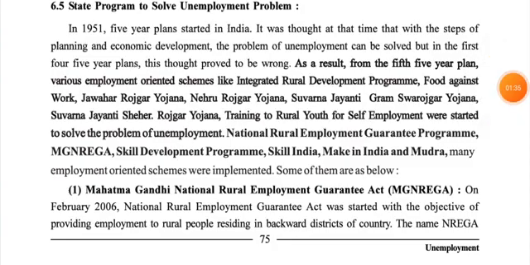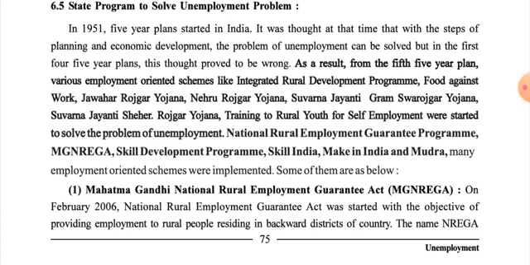In 1951, 5-year plans started in India. It was thought at that time that with the steps of planning and economic development, the problem of unemployment can be solved. But in the first 4-5 year plans, this thought proved to be wrong. As a result, from the 5th 5-year plan, various employment oriented schemes like Integrated Rural Development Program, Food Against Work, Jawahar Rozgar Yojana, Nehru Rozgar Yojana, Suvarna Jayanti Gram Swarozgar Yojana, Suvarna Jayanti Shahari Rozgar Yojana, Training to Rural Youth for Self-Employment were started to solve the problem of unemployment.